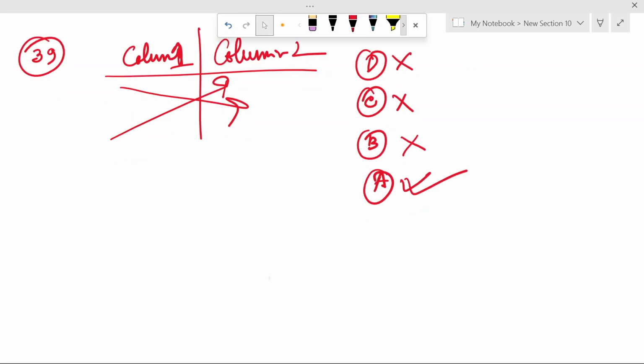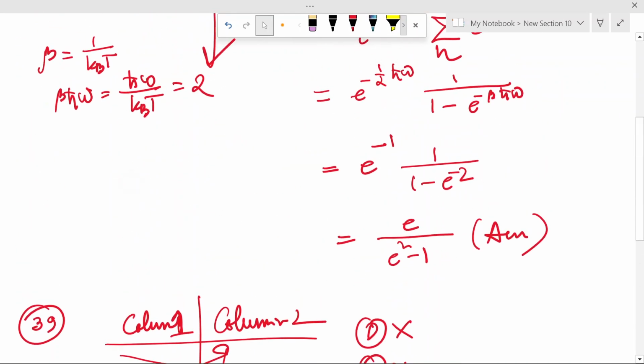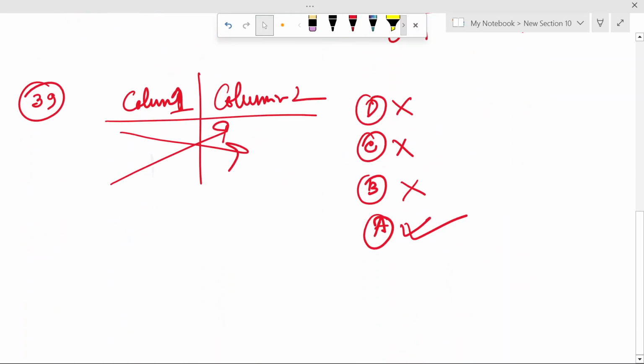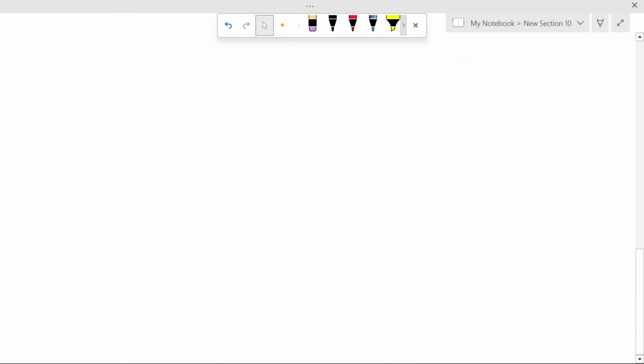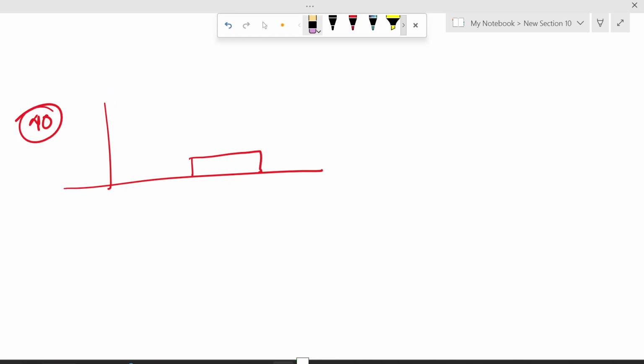Okay. Now let's go to question number 39, by the question number name. Let's go to question 40. So there is a rod lying in the S prime frame. Let's see how the question is being said.